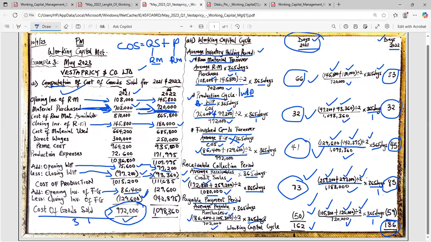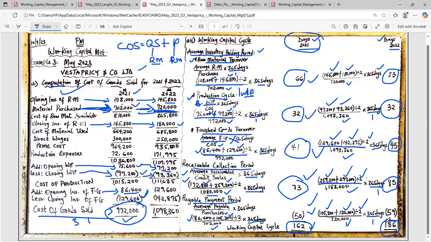And what does working capital cycle mean? It means the length of time it takes us to receive money from our debtor and to pay money to our supplier. So it will take us 162 days on average. Therefore, in 2022, it will take us 186 days. Now, 162 days is shorter than 186 days.